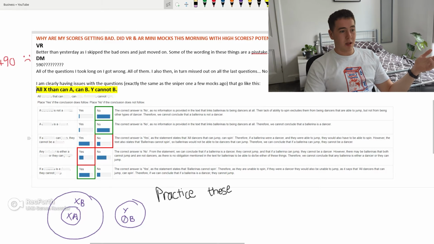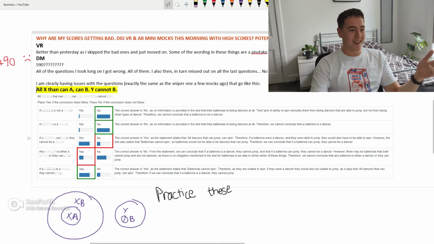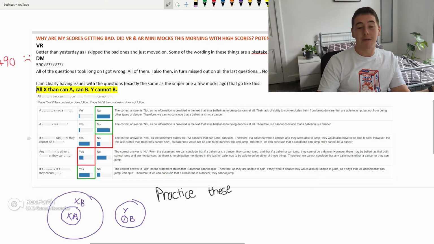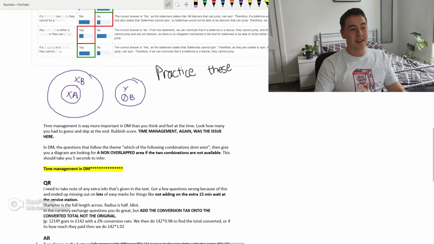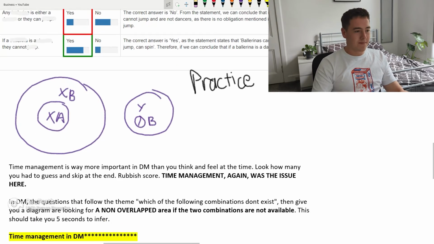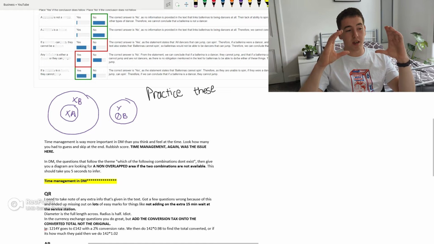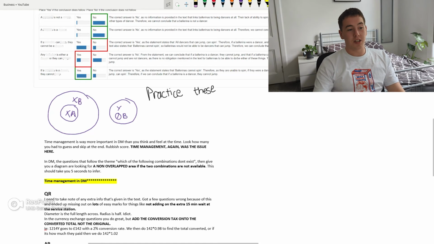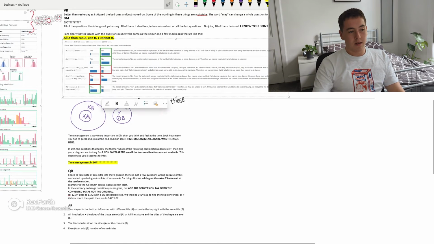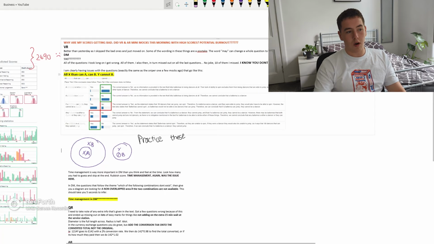All blank that can blank, blank cannot blank. Basically, I found this question quite difficult. So what I did was I copy and pasted the question, and then I wrote down the different syllogism logic diagrams. So this is essentially this diagram here. The two circles are the premise: all x that can A can B, y cannot B.